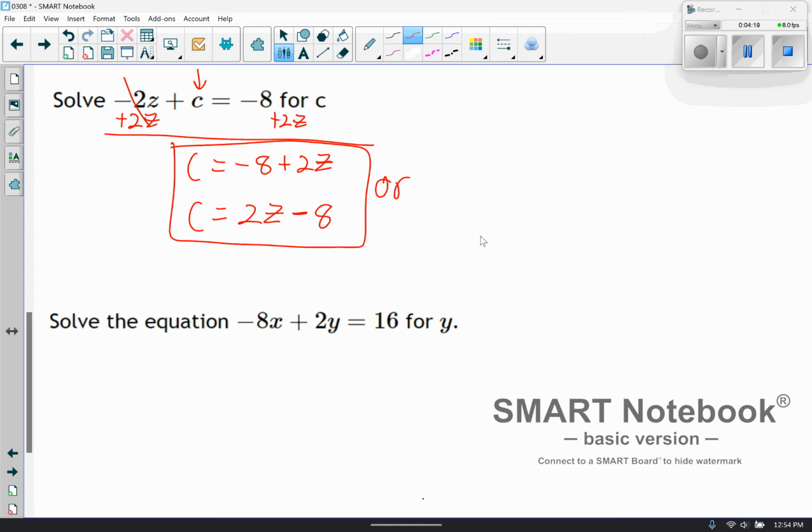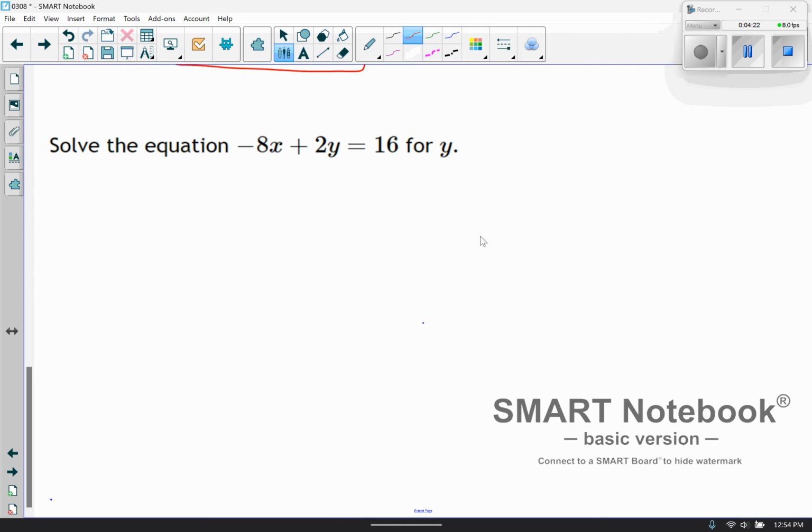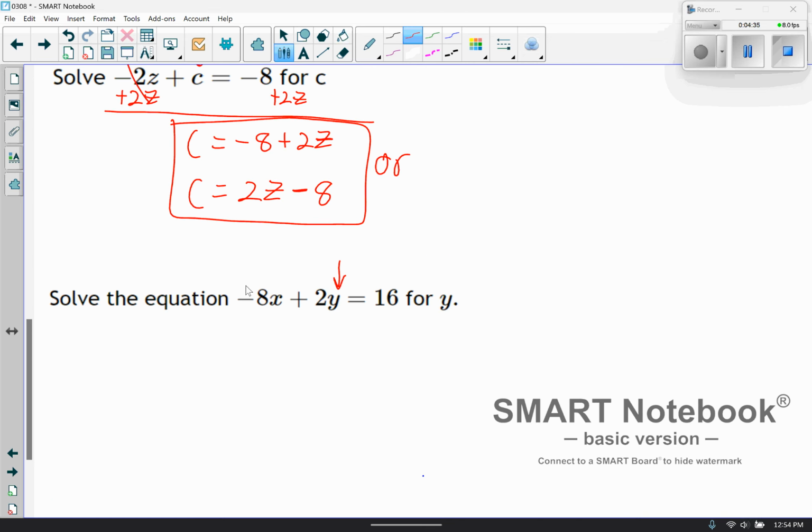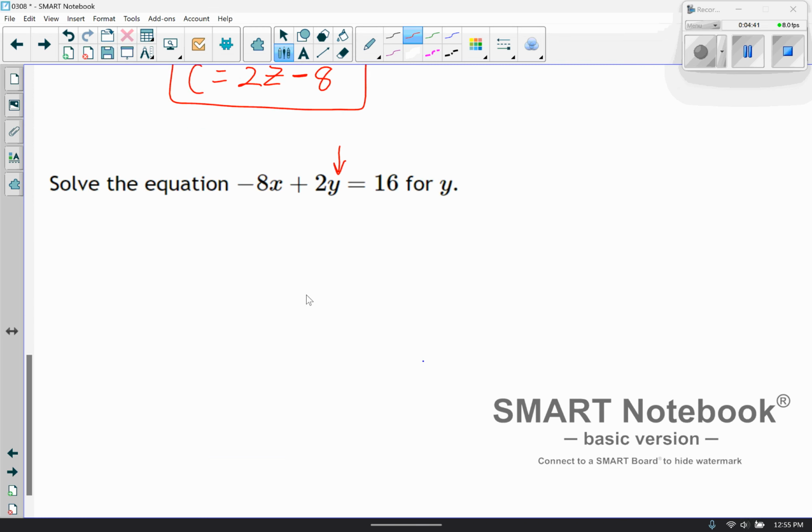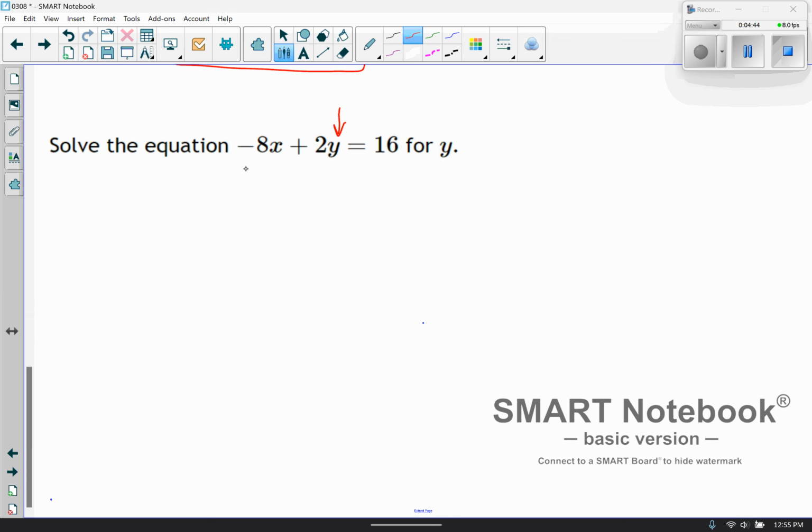Okay, our last one. This one's a really good one because this is something you will see in a later unit. So we have negative 8x plus 2y equals 16, and we want to solve for y right here. Okay, so kind of similar to what we did up here, I'm going to add 8x to both sides to isolate the 2y, and then I'll deal with the 2 in just a moment. So let's see, I'm going to add 8x here and add 8x here. So that cancels out, so I'm left with 2y equals, it doesn't matter which one goes first. I'm actually going to put the x first. So I'm going to put 8x and then plus 16.